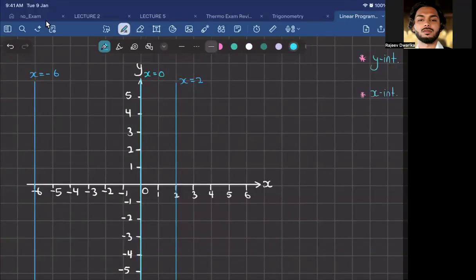Are we okay with vertical lines? Let me know, guys. Yes, sir. What is this about? Right?